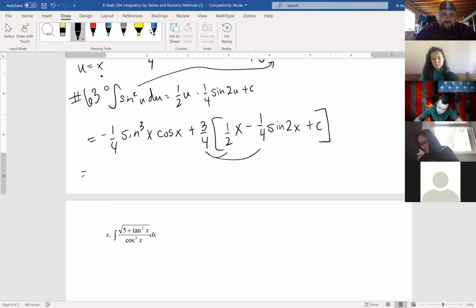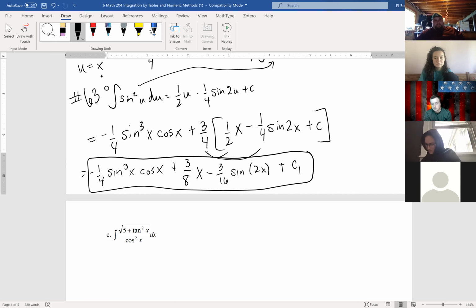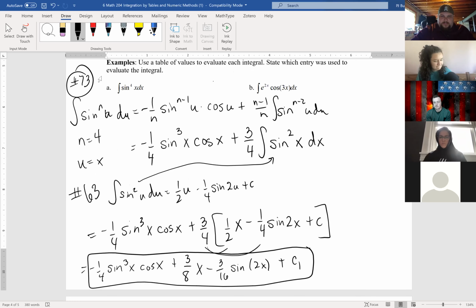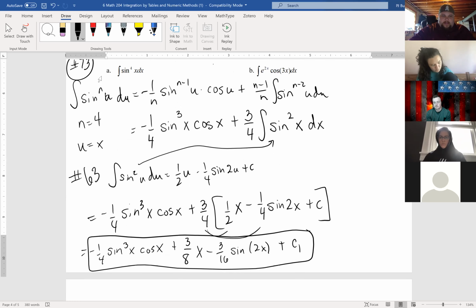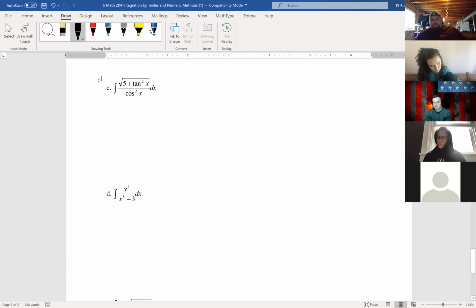So again, this is not overly difficult, right? I'm not really doing much calculus on my own. I just need to find the correct form in the table. Now, of course, this one is directly in the table. And again, in the interest of time, I'm going to skip B for now, and I want to get to C.